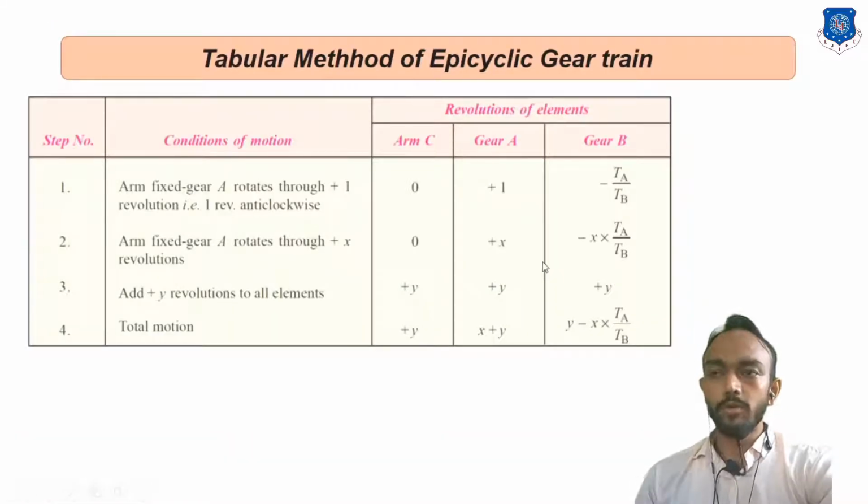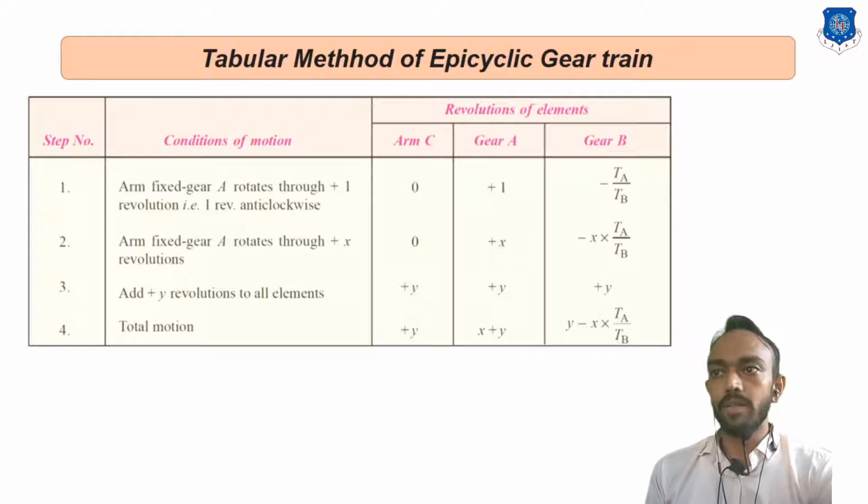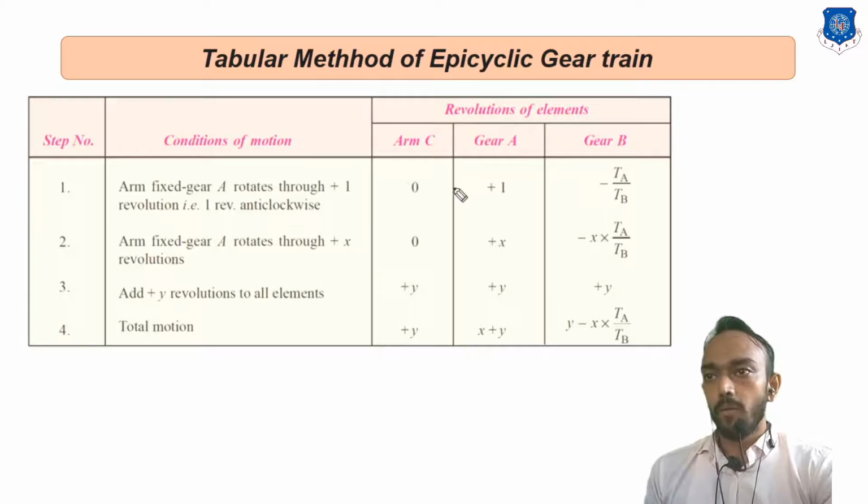So first of all we have to study the tabular method, which we already completed in the last lecture, but I want to revise that very quickly. Some students may have some queries, so I will solve that in this revision. First of all, why do we use this tabular method, and how can we find the speeds of different gears? So first of all, check this.